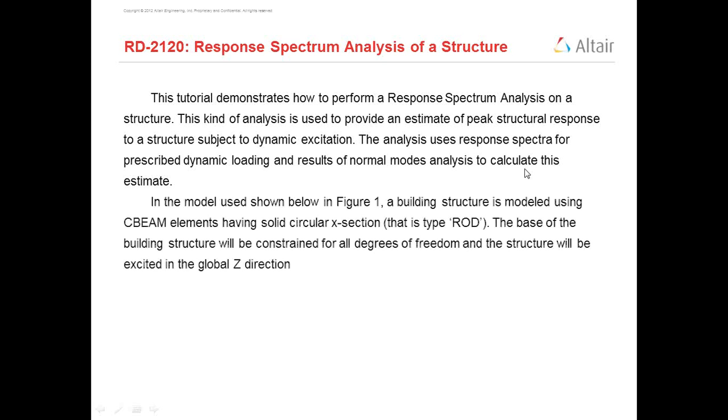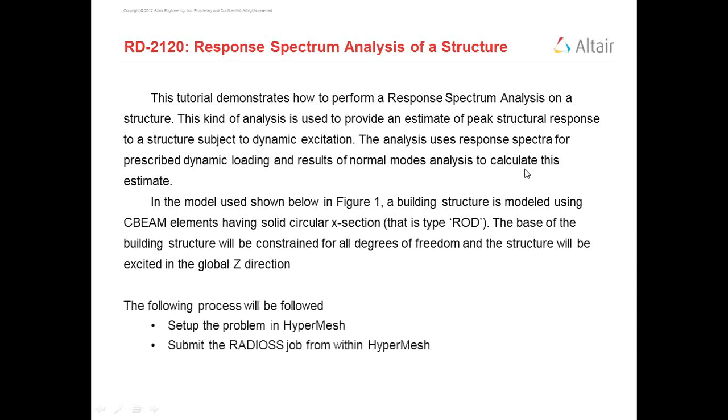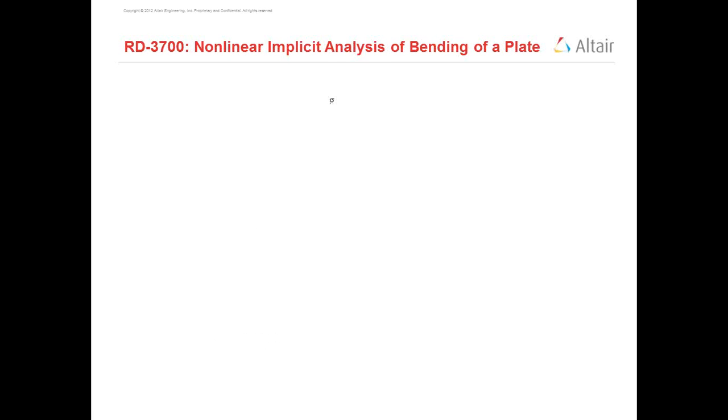In the model shown, I'll show you in the HyperWorks Student Edition. A building structure is modeled using CBEAM elements having solid circular cross section, that is type rod. The base of the building structure will be constrained for all degrees of freedom, and the structure will be excited in a global Z direction. The following process will be followed: first you will set up the problem in HyperMesh, submit the job in Radioss, and view the results in HyperView.